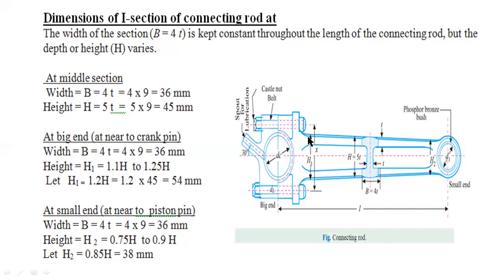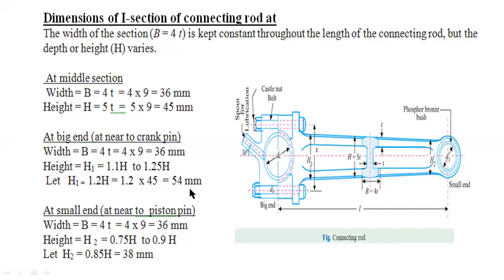Here the width of the I cross section is the same throughout the length. Okay, there is no change in width, but the height varies from big end to small end. Okay, so h1 is the height of the I cross section at the big end, that is equal to 1.1 times the H. Capital H is the height of the I cross section at the middle of the connecting rod. So after substituting the values in these equations, you will get the values. Okay, so h1 equal to 54 mm.